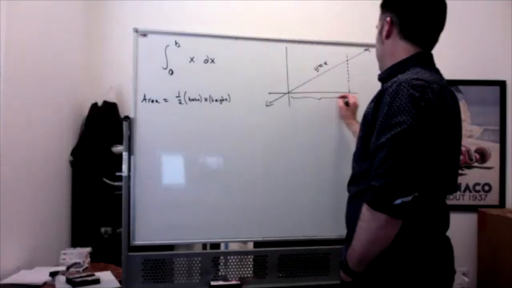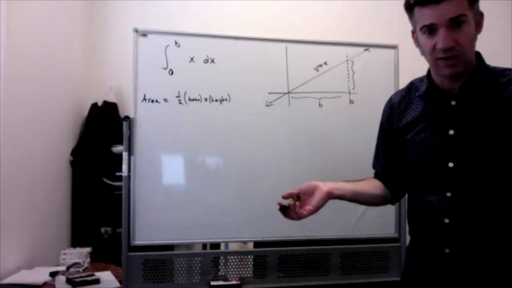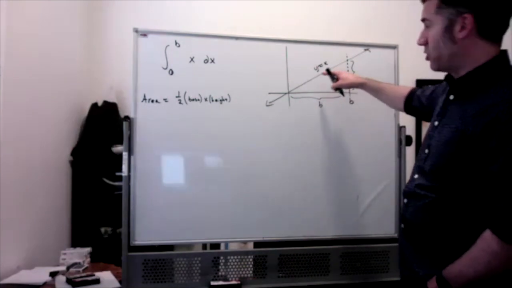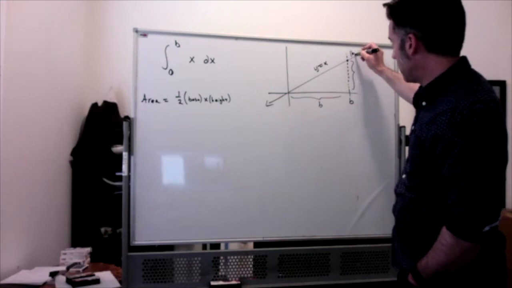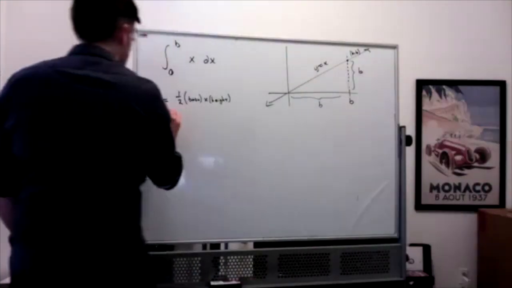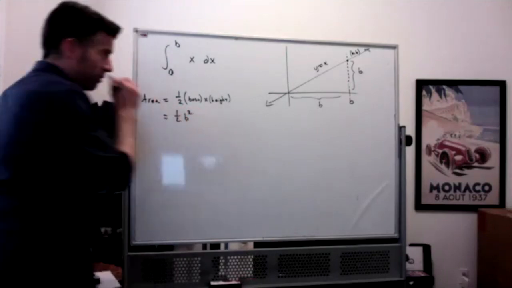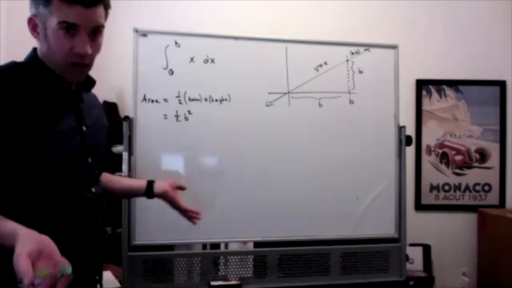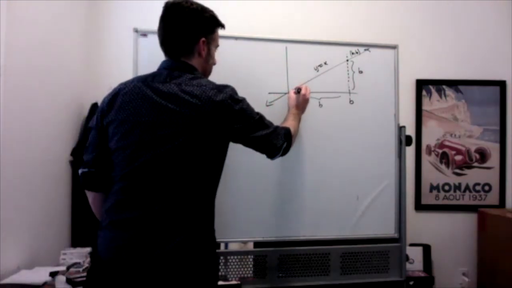The base is definitely b. The height is also b. I didn't draw it to scale, but the height and the base are the same because the function is y equals x. If x is b, this point here is (b, b). So that would be 1/2 b squared. But we could also do this the long way, meaning I'm going to write this as a bunch of rectangles.